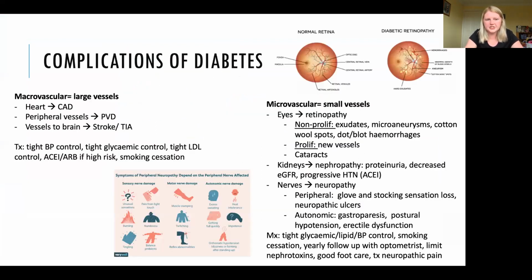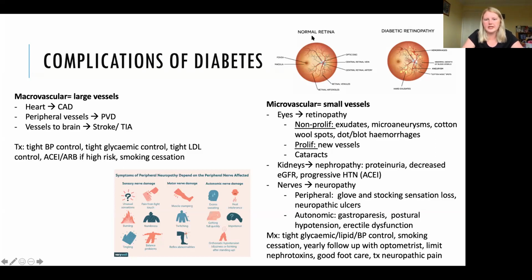Finally, in terms of complications, macrovascular and microvascular is the best way to look at it. So thinking about the big vessels to the heart, to the brain and peripherally, we can look at the side effects in terms of each of those and the potential risks from that. So obviously coronary artery disease, peripheral vascular disease and stroke are big risks with poorly controlled diabetes. And so obviously for that reason, we try and control the cardiovascular risk factors across all different areas.